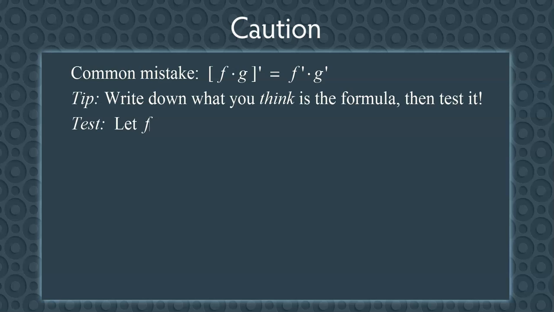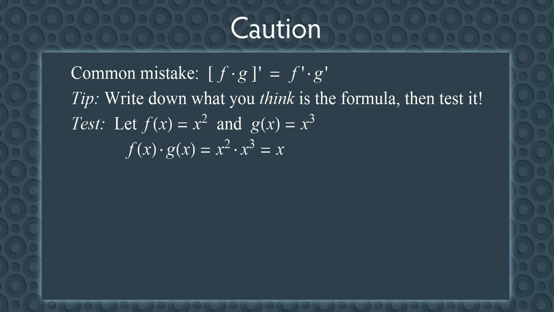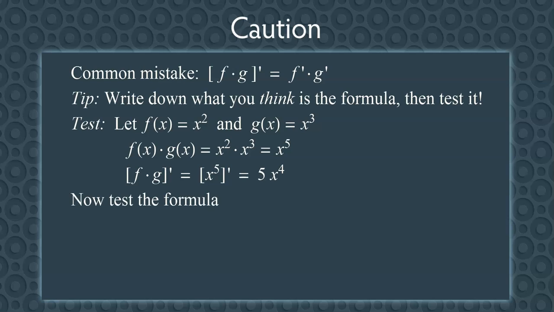In this case, let f of x equals x squared and g of x equals x cubed. f of x times g of x is x squared times x cubed, which equals x to the fifth. So the derivative of f times g is just the derivative of x to the fifth, which is 5x to the fourth. Now that we know the answer, let's test the formula.